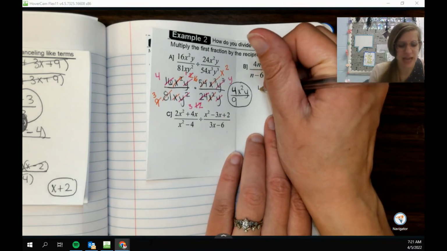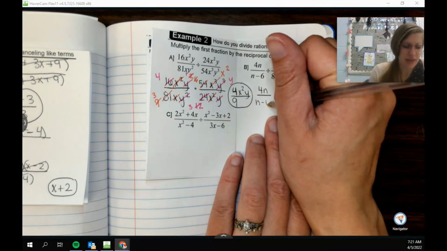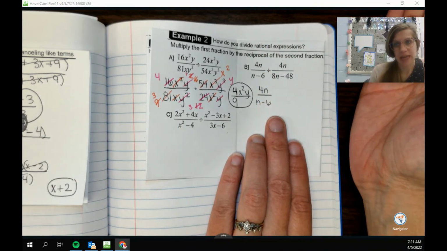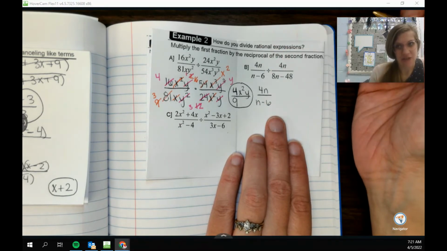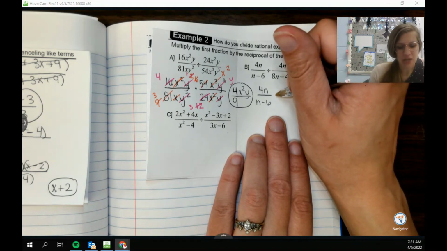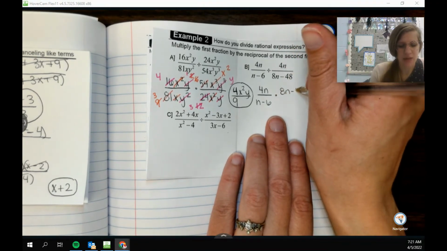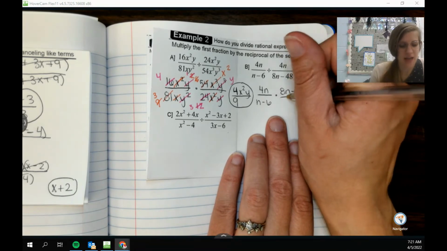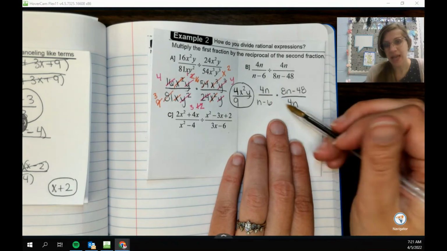We're going to keep the first one the same. And while I'm thinking about it, I can't even really factor that because 4 and n are already multiplication. There's no addition or subtraction. And n minus 6, I can't factor that any further. They don't have anything in common. Then I'm going to change that to multiplication, and then we're going to flip this. So we'll have 8n minus 48, which I can factor, over 4n, which is the same as this.